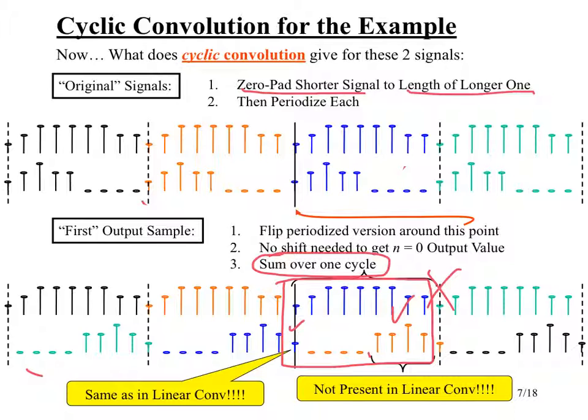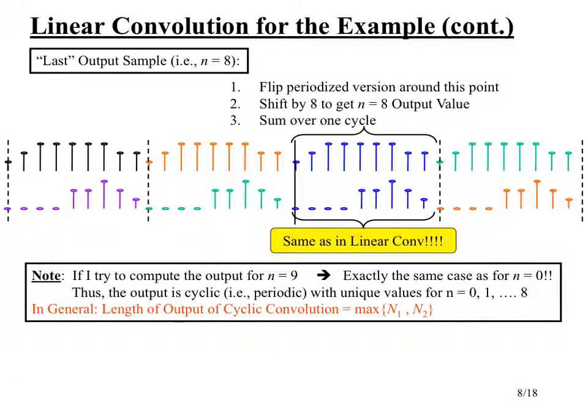Then let's suppose that we now proceed to n equal to 8 and see what ends up happening there. I'm going to take this periodized and flipped signal, shift it to the right by 8, and if you look carefully, you'll see that we get something that looks like this. In that case, we can verify that this looks exactly like what we had as linear convolution. So the n equal to 8 output sample is correct. The n equal to 0 output sample was not correct.